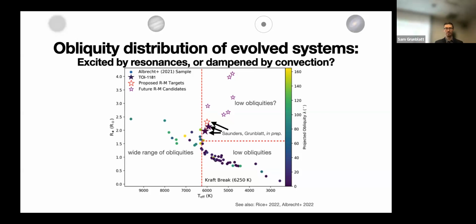We tried to get measurements of three of them. We were successful twice, and we found that both of those systems were also well aligned. So it does seem that the convective envelope of the star has something to do with aligning the planet's orbits with the stellar spin.